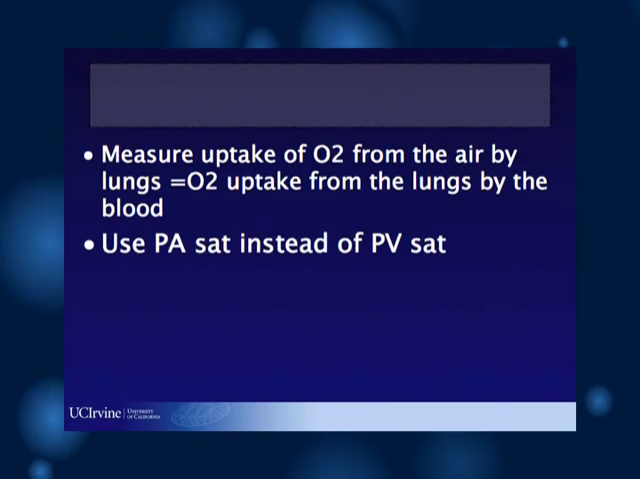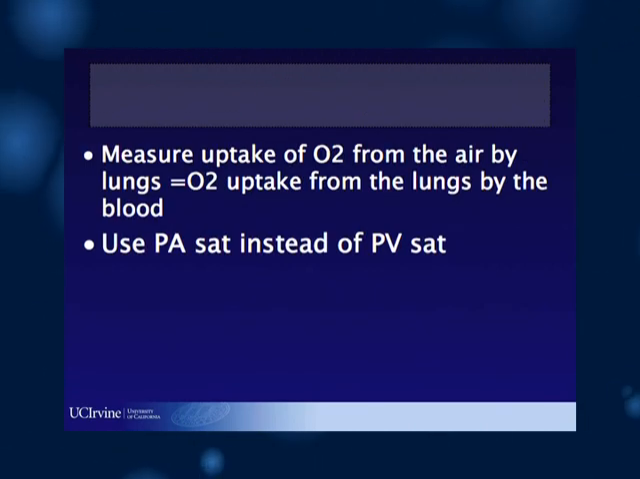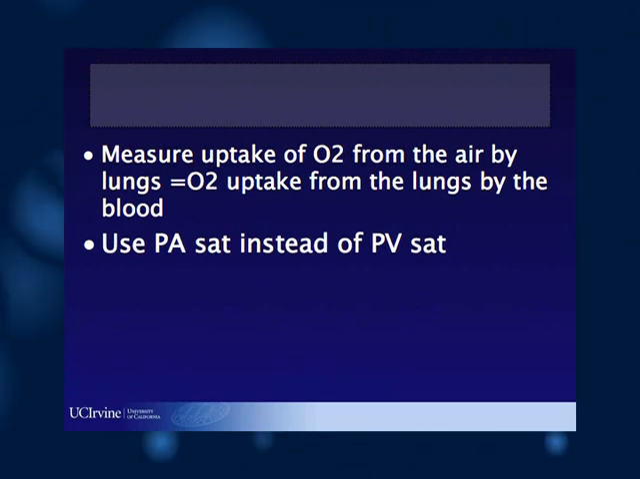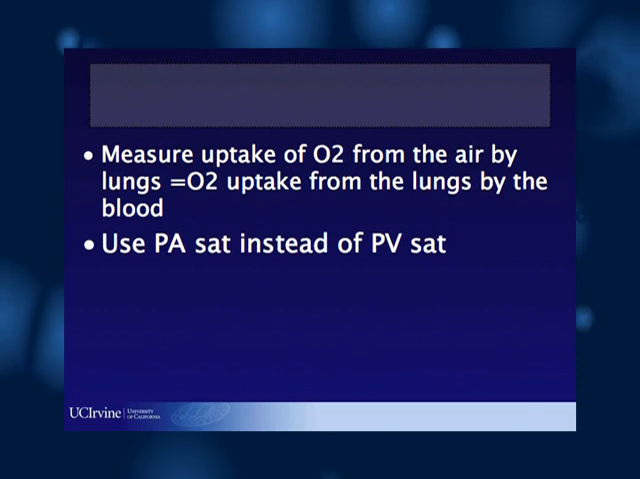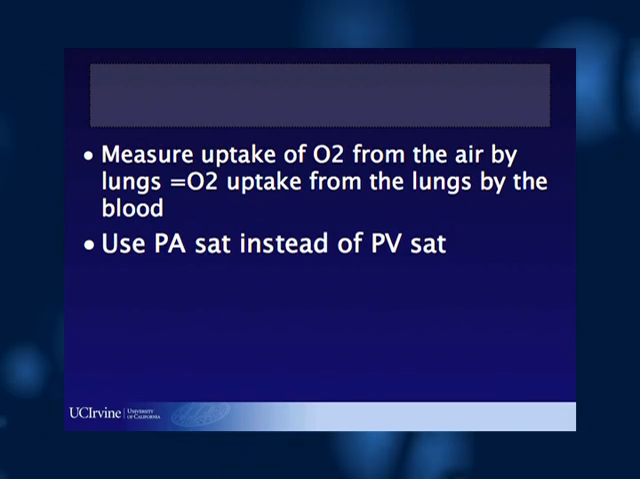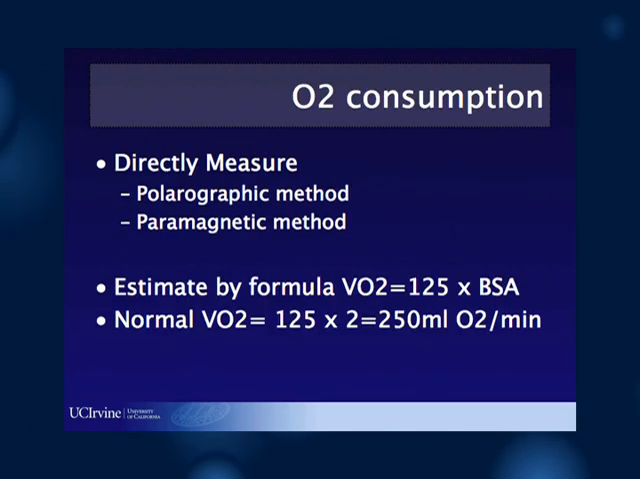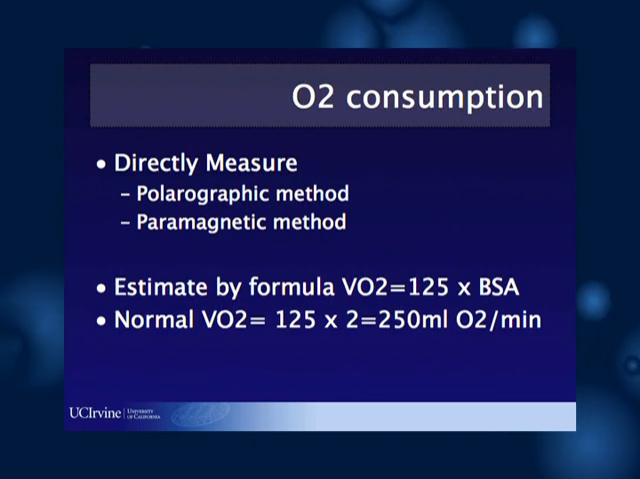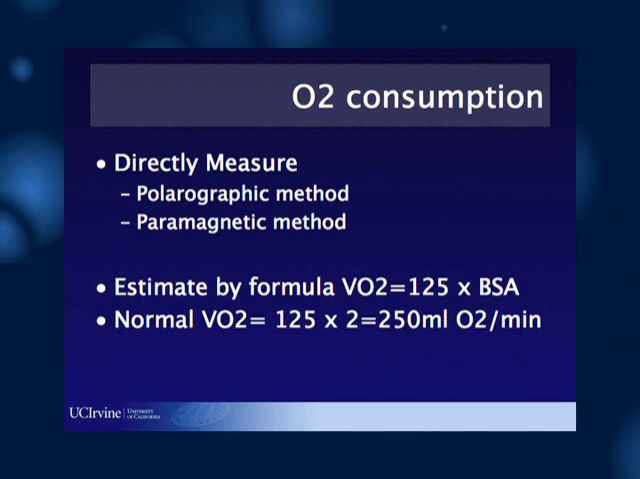The measured uptake of oxygen from the air by the lungs is equal to the oxygen uptake from the lungs into the blood. The difference between the pulmonary artery saturation and the pulmonary venous saturation is required. Oxygen consumption can be measured by 2 methods, either directly using a polarographic hood measurement or a paramagnetic method. These are rarely performed in today's cardiac cath lab.